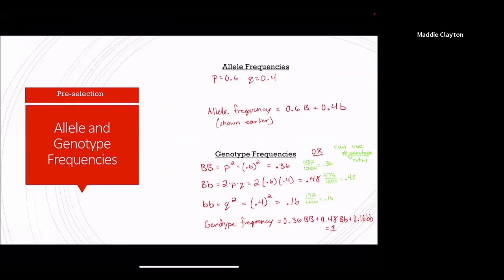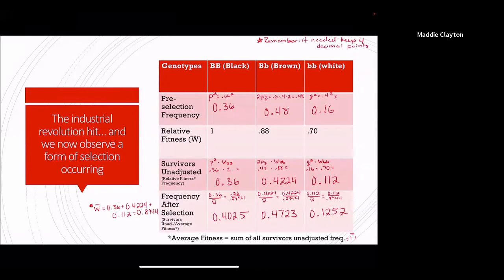So now the Industrial Revolution has hit and we observe a form of selection occurring. So these are your pre-selection frequencies, which we saw in the earlier slide. So these are the relative fitness, which is just how well one is going to survive. Survivors unadjusted has been calculated. So you multiply the relative fitness by the frequency. You then add these together to get your average fitness, which is the sum of them. And then take your survivors unadjusted and divide it by the average fitness to get your frequency after selection.